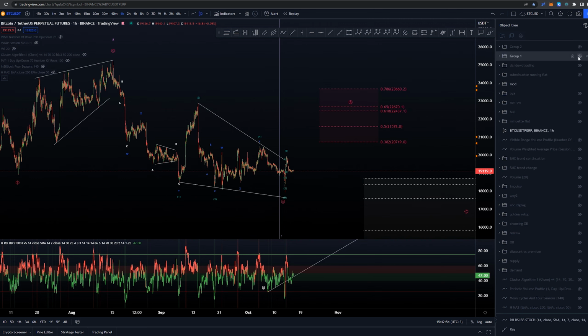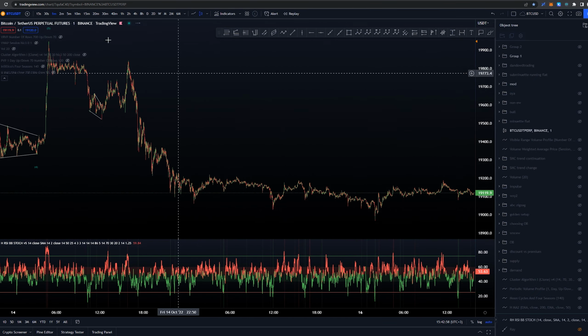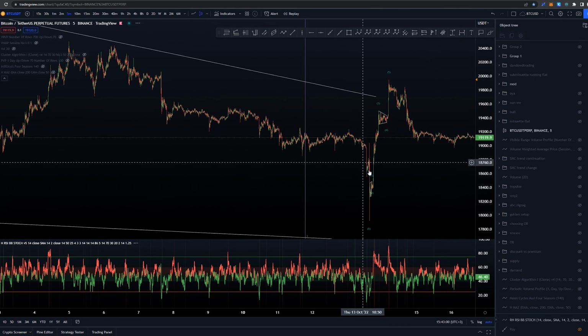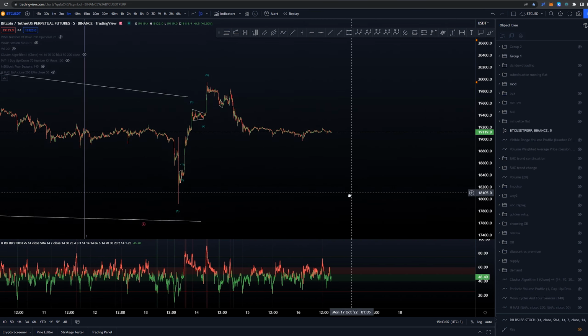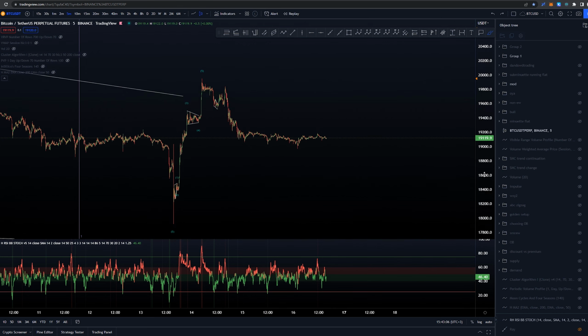Let's take a look at the more local structure that I've got here. Again, as we are on the weekend, there is not very much price action happening here. Just ranging this whole weekend. Nothing really surprising to me.